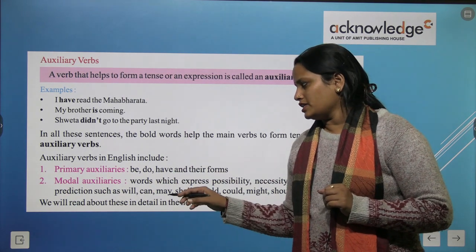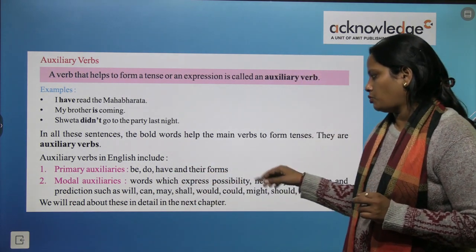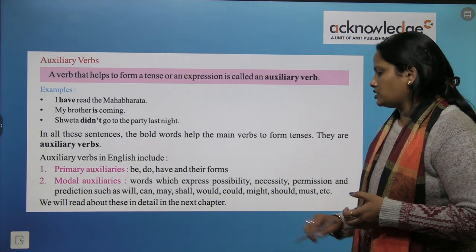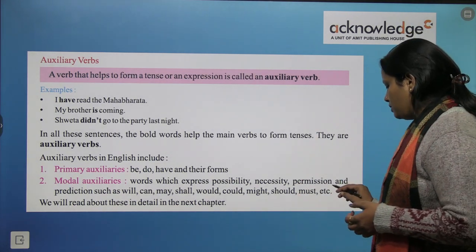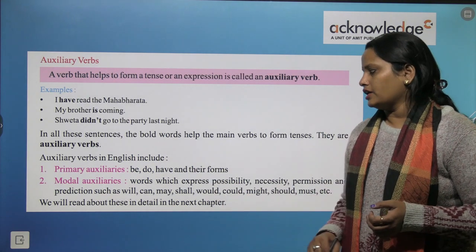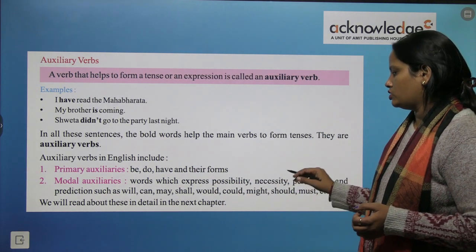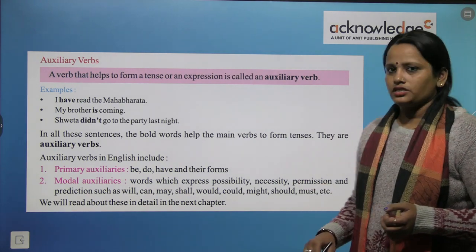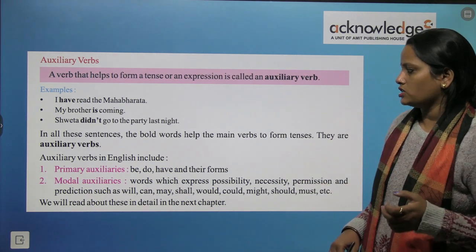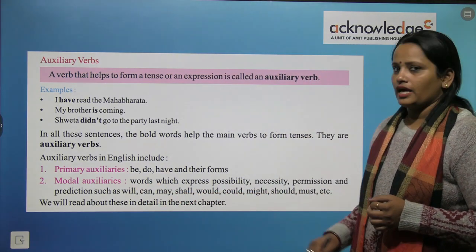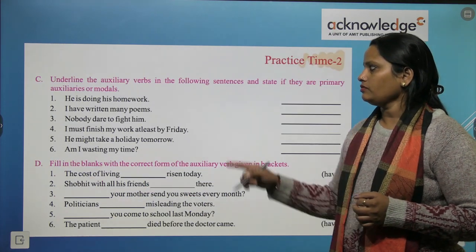And what are modal auxiliaries? Words which express possibility, necessity, permission, and predictions, such as will, can, may, shall, would, could, might, should, must, etc. So these are modal auxiliaries. We will read about these in detail in the next chapter.